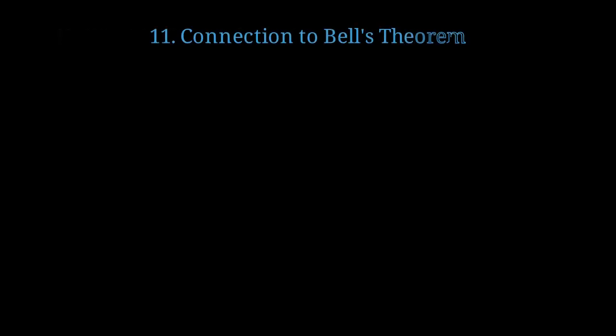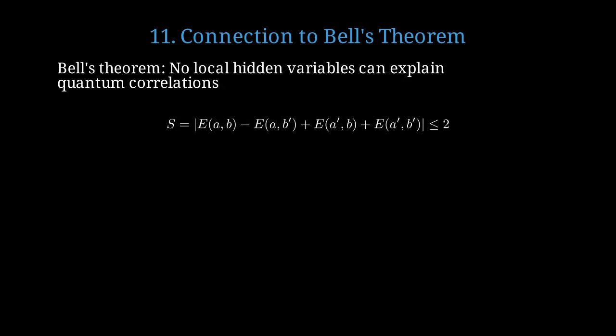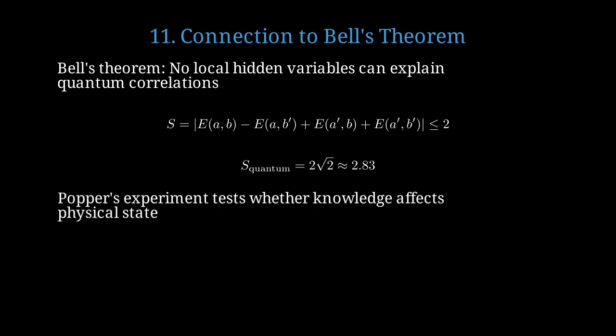Popper's experiment connects deeply to Bell's theorem and quantum non-locality. Bell's theorem proves that no theory with local hidden variables can reproduce all quantum predictions. Classical theories obey Bell's inequality, where S must be less than or equal to 2. Quantum mechanics predicts S equals 2 root 2, about 2.83, violating the classical bound. Popper's experiment tests whether gaining knowledge about A physically affects B's state.